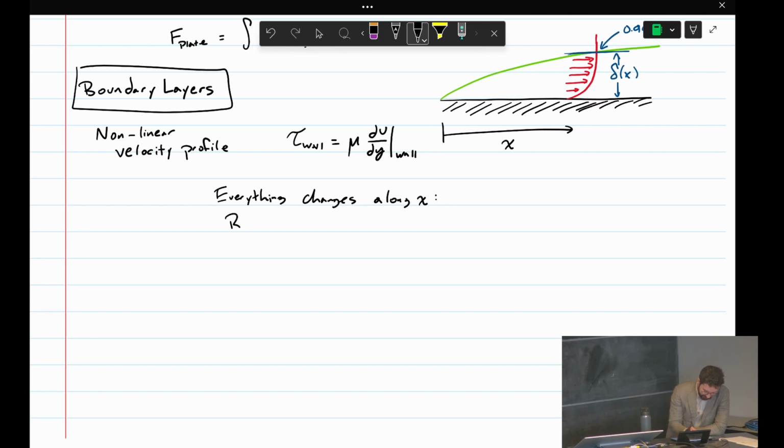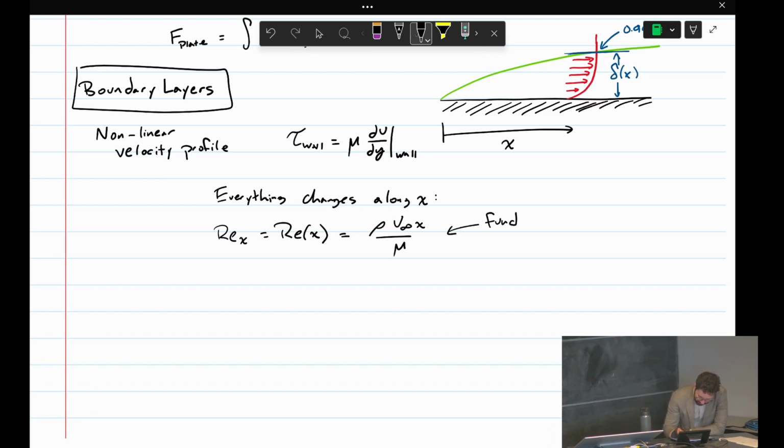So we start by defining the Reynolds number, Re_x. Sometimes it's written both ways, but that's a function: rho u infinity x over mu. So this is a function of x. The Reynolds number based on x is not constant in a boundary layer. As you move down the plate, the Reynolds number based on x increases.